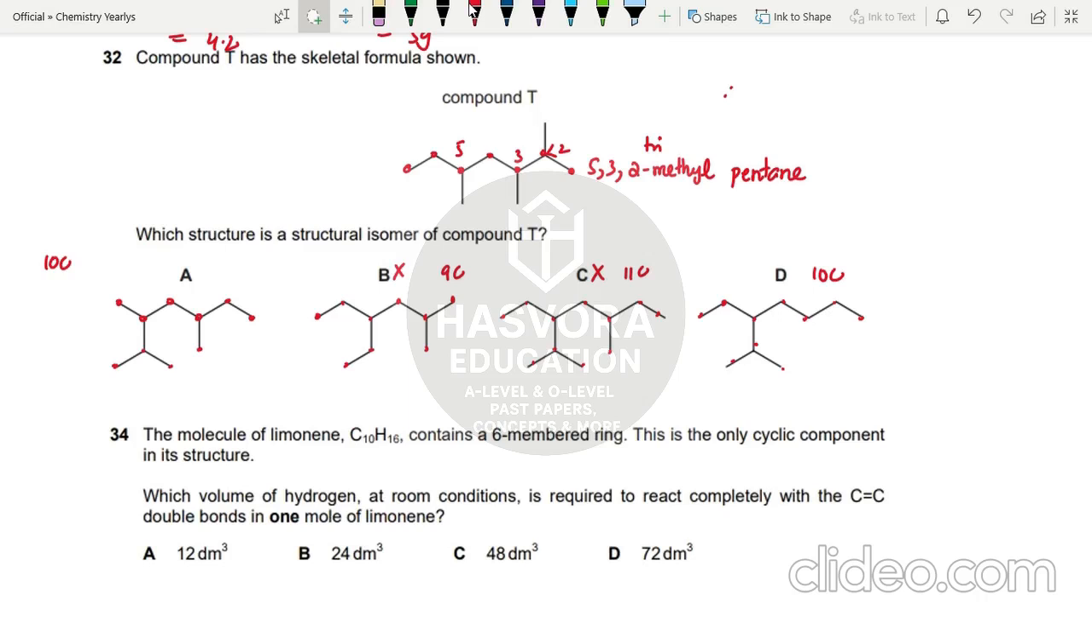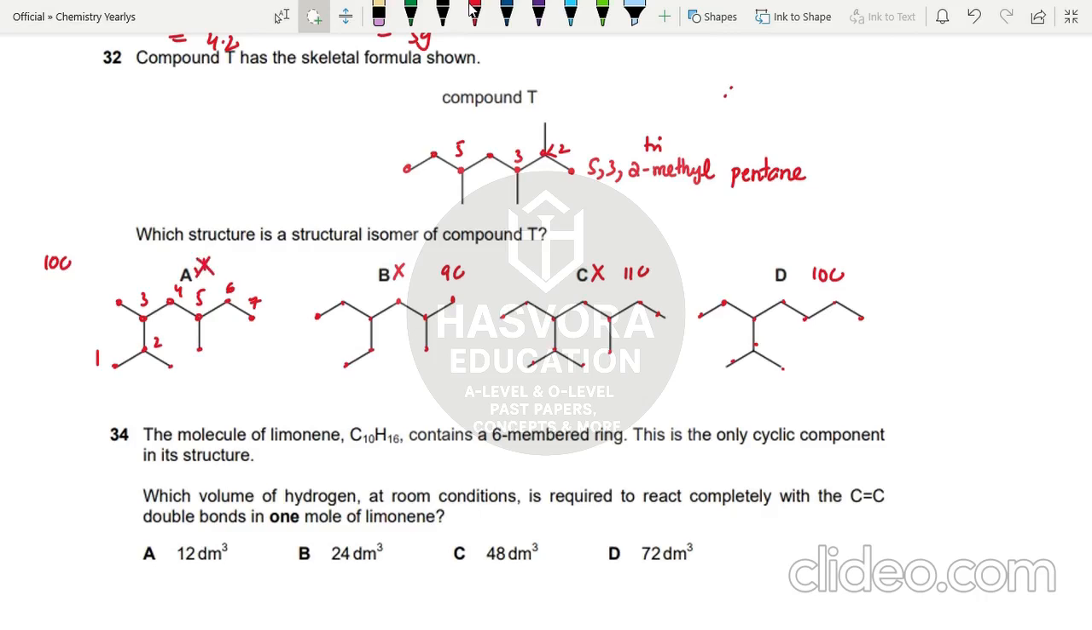Let's check the name for the A. So let's start the numbering from the branch structure. So it will be 1. Then the second carbon, you can see it also has the branch of methyl. Then the third carbon, then the fourth, then the fifth. It also has the branch. Then the sixth and the seventh. So this is essentially the same thing as the compound T. So this will be the wrong answer. This is not an isomer, it is identical to it.